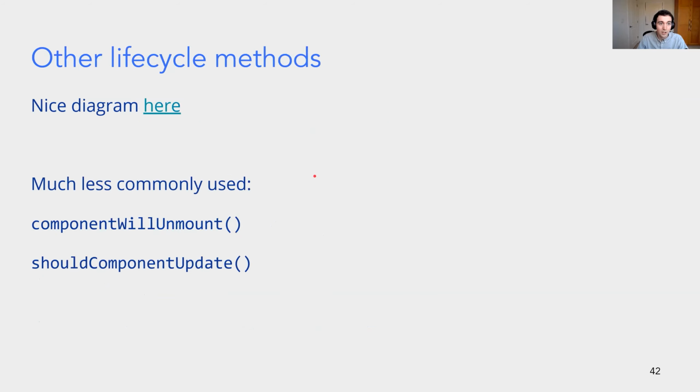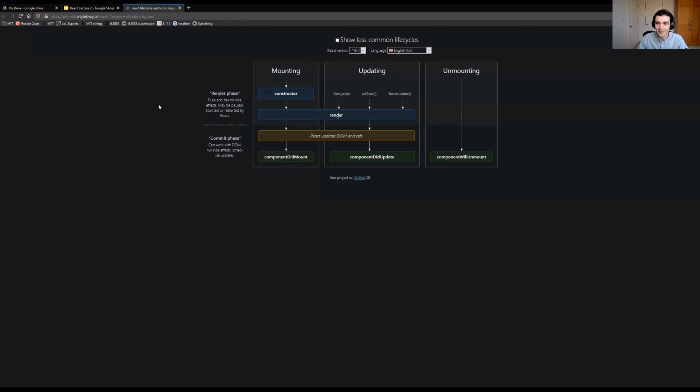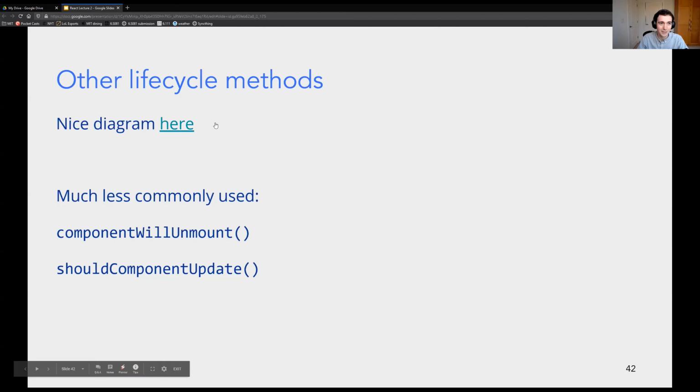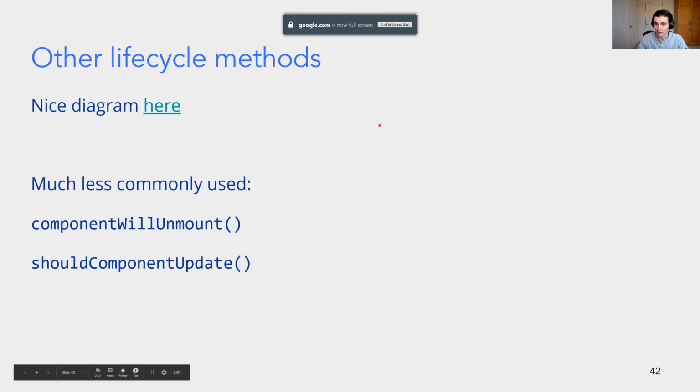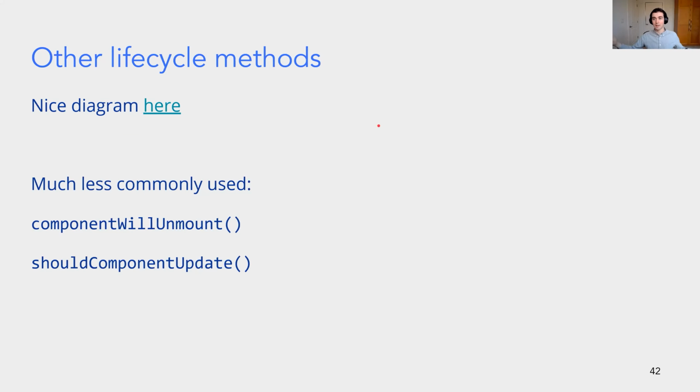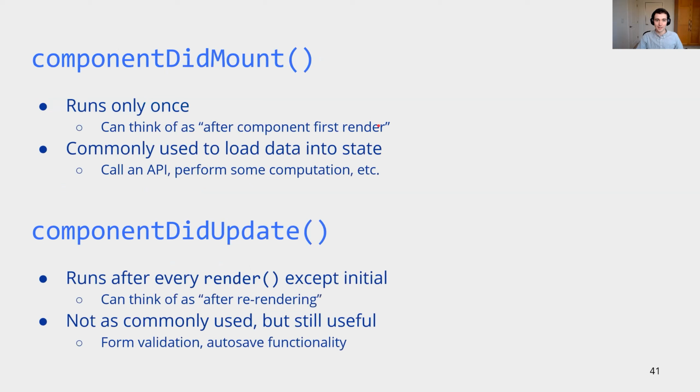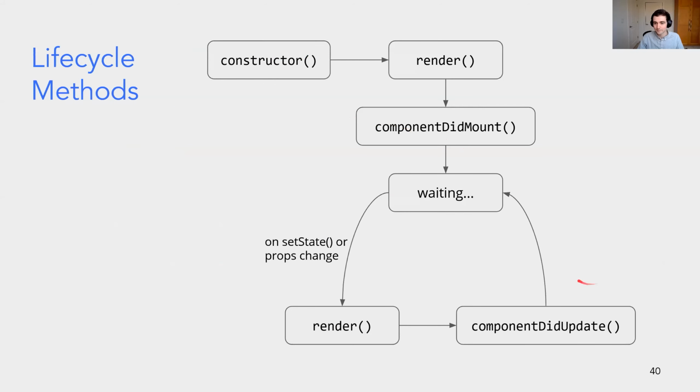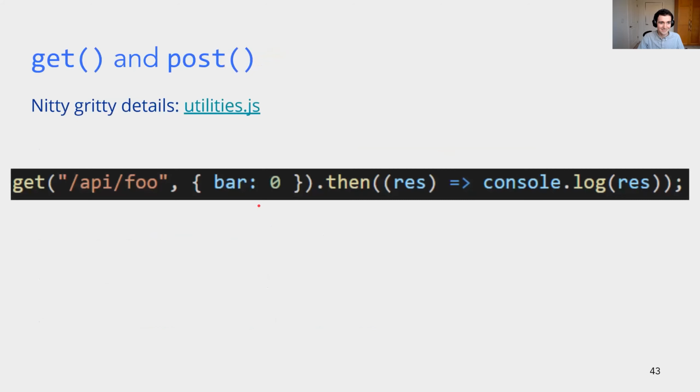Cool. There are other lifecycle methods. I've linked a diagram here. You don't need to know this because they're not going to be used for the most part in your websites, but there are a couple other lifecycle methods, and you can just think of them as adding a few more things to this diagram here. But don't worry about those other methods for now.